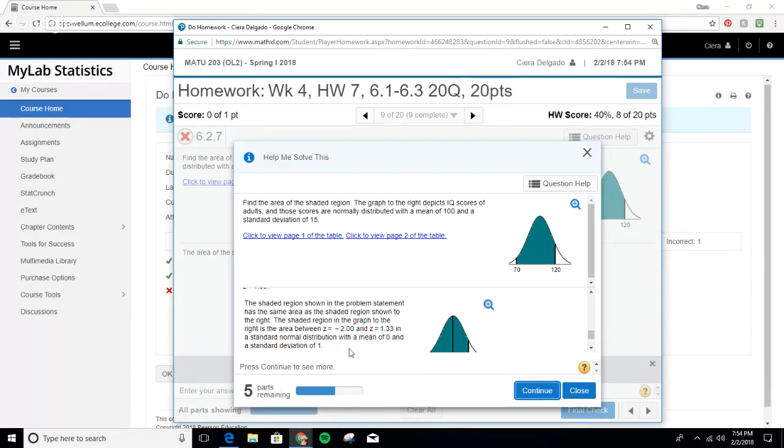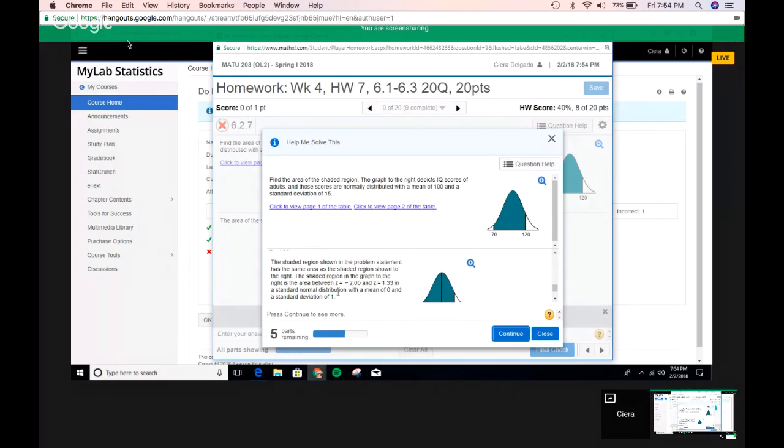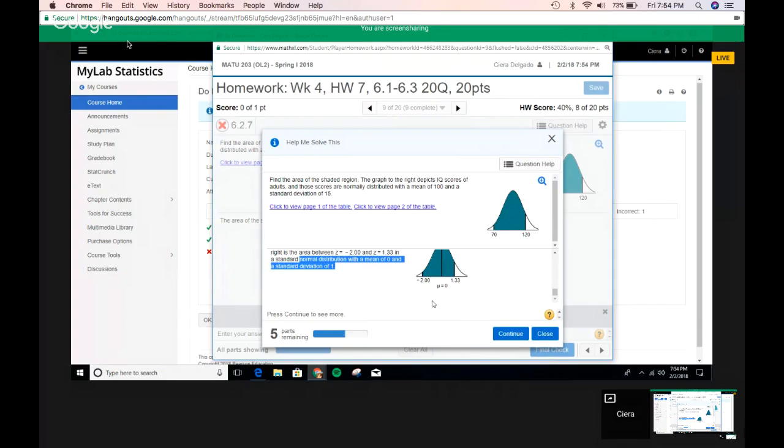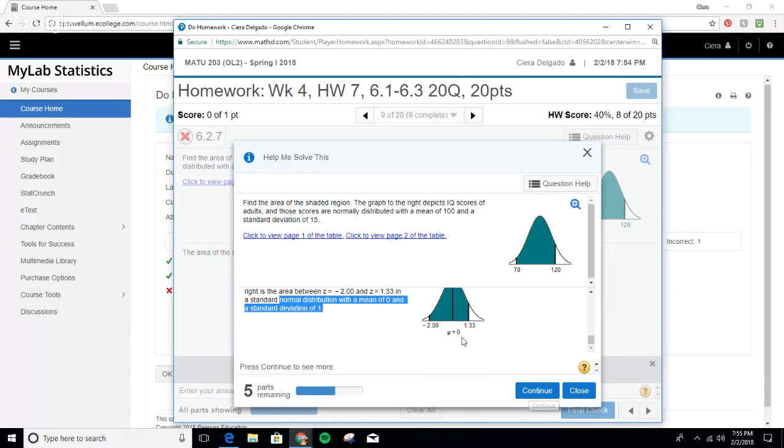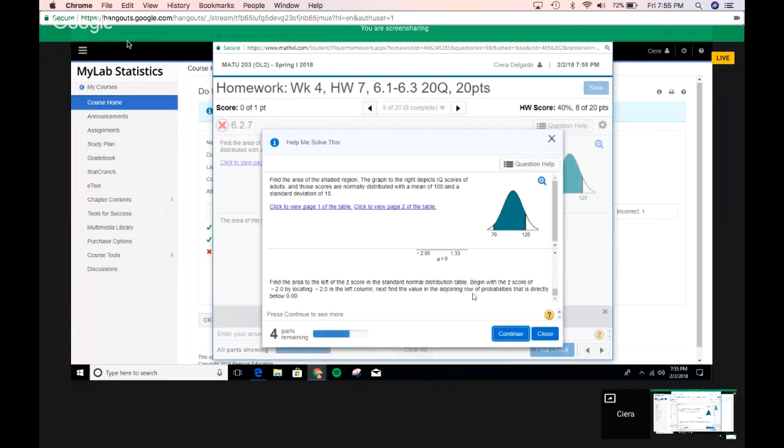Normal distribution with a mean of 0 and standard deviation. So normal means that it's always going to be a mean of 0 and always a standard deviation of 1. So basically what it's saying here is the standard deviation being reflected is exactly that. It's not going to go beyond that. So it's between -2 and 1.33, because 1.33 is obviously the higher end because it's positive. Right. Let's keep moving forward.